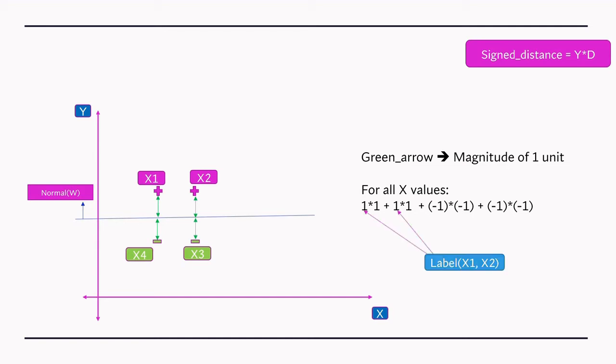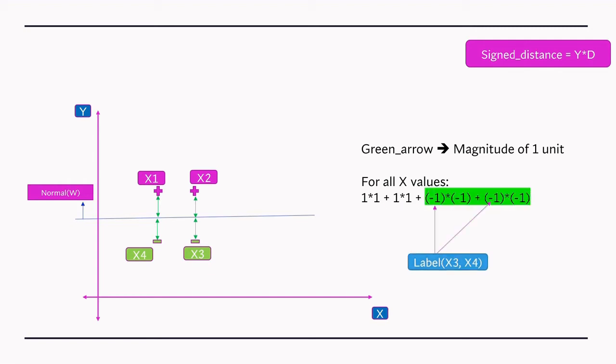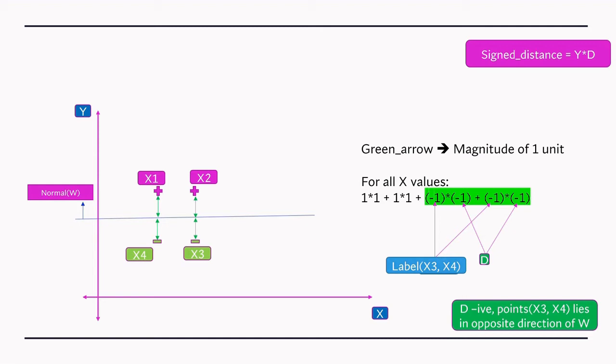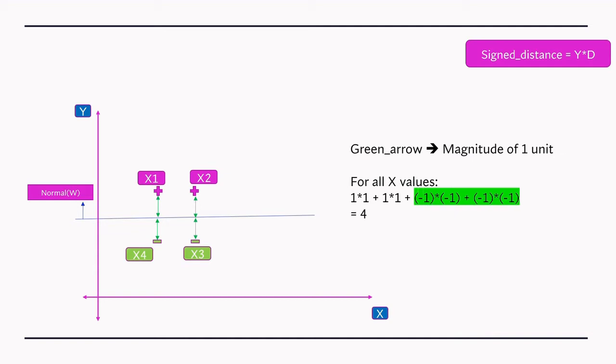The first two ones represent the labels for x1 and x2, which are the positive labels, and their respective distance. These are the labels for x3 and x4 and their respective distance. Here the distance is negative since both points x3 and x4 lie on the opposite direction of w. Now we sum them up and the value we get is 4.